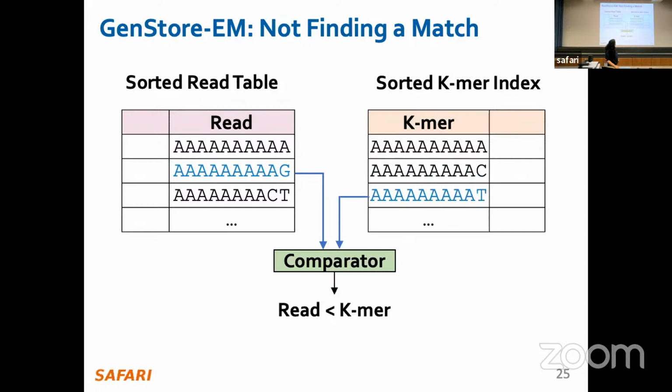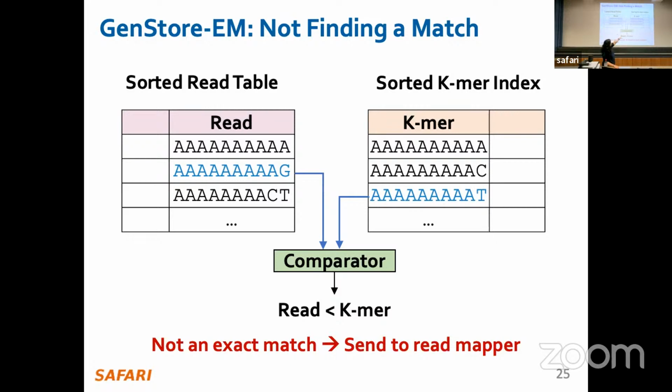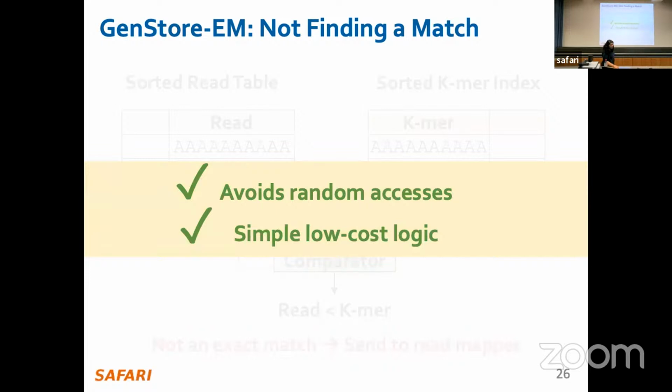Okay, now we're at the next one, and we see that the k-mer is now bigger than the read. So again, we understand that the read wouldn't match anywhere in the k-mer index, because we've been sequentially scanning, we would have seen it otherwise so far already. So when the read doesn't match, we understand it's not an exact match. So it needs to go to the read mapper, wherever outside the storage it is located. And then we go to the next element. So using these data structures and this sequential scanning of them, we avoid random accesses. And we only need some simple low-cost logic, that comparator that I showed.